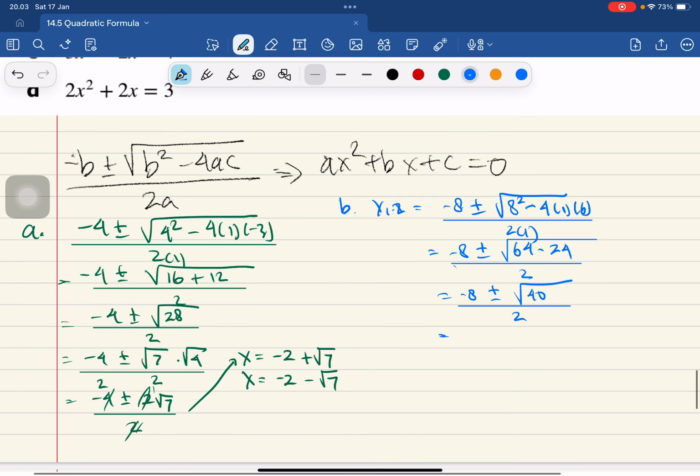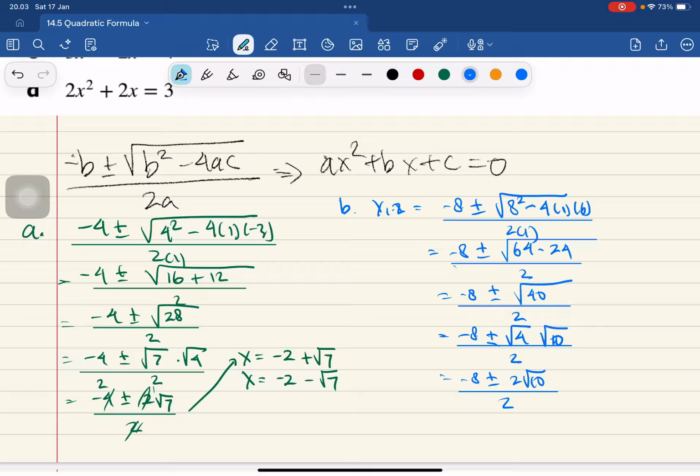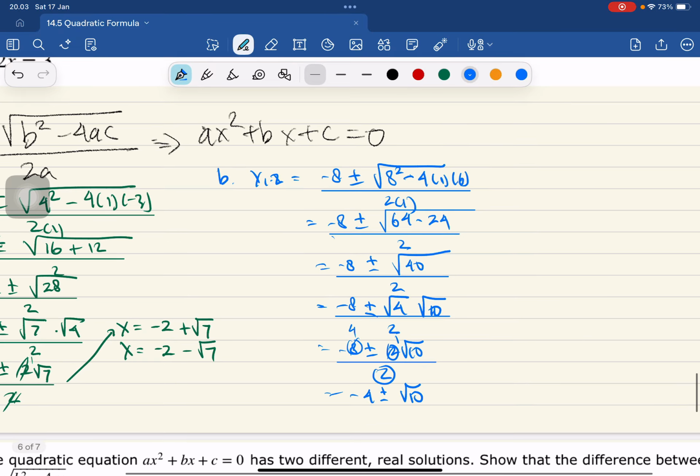So let's simplify. Minus 8 plus or minus the square root of 4 multiplied by the square root of 10, then we divide by 2. So minus 8 plus or minus, the square root of 4 is 2, so 2 square root of 10, divided by 2. We could simplify: it's going to be 4, and here it's going to be 1. So minus 4 plus or minus the square root of 10. So we got it from here. The first x is going to be minus 4 plus the square root of 10, and the other x is minus 4 minus the square root of 10.